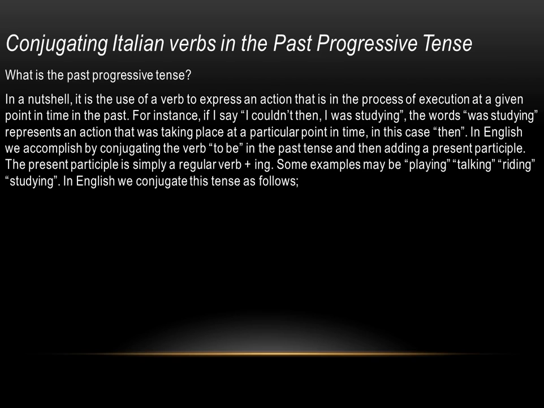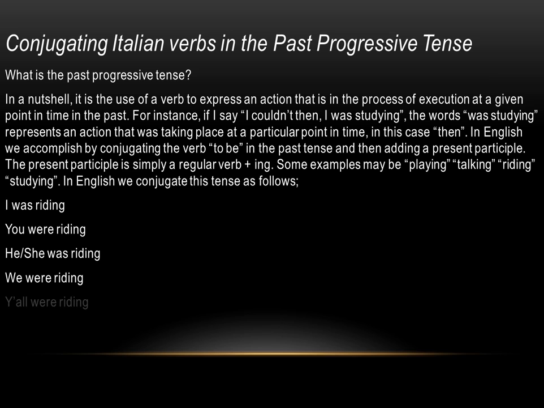In English, we accomplish this by conjugating the verb to be in the past tense and then adding a present participle. The present participle is simply a regular verb plus ing. Some examples might be playing, talking, writing, studying. In English, we conjugate this tense as follows. I was writing. You were writing. She was writing. We were writing. Y'all were writing. They were writing.